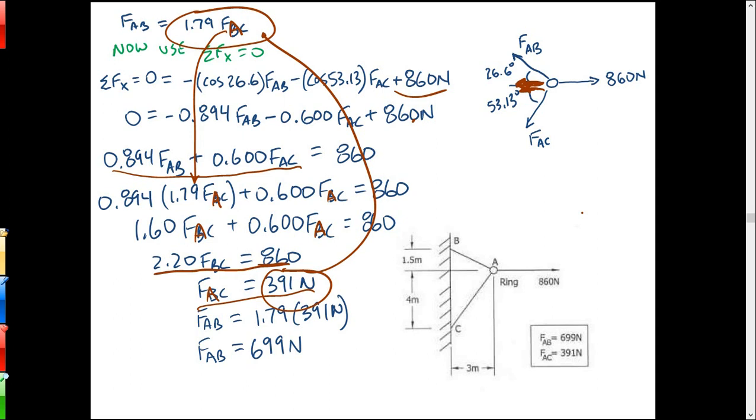All right, so then I did a substitution there. I got FAB is 1.79 FAC. I plug it in here. That gets the equation entirely in terms of FAC. So 2.2 FAC is 860, so FAC is 391. Substitute that back in the top relationship, and I'll get FAB at 699.